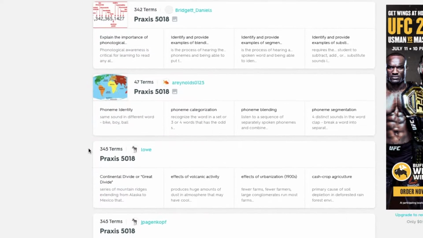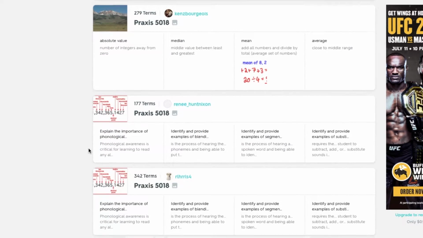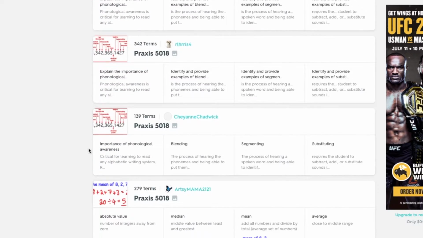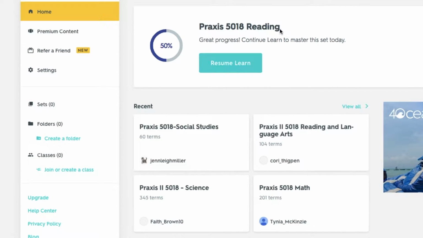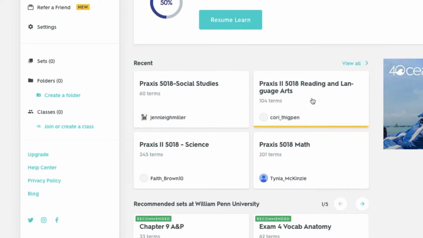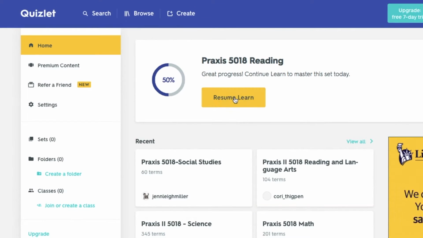And they have broad terms like just the Praxis, and then they also have social studies, science, math, reading, all of those individual ones as well. So now I'm showing you my home screen. So I have all of these different things. I've got the social studies, reading and language arts, science, and math that I've been using to study for the Praxis. So you can go through and you can go to each section.